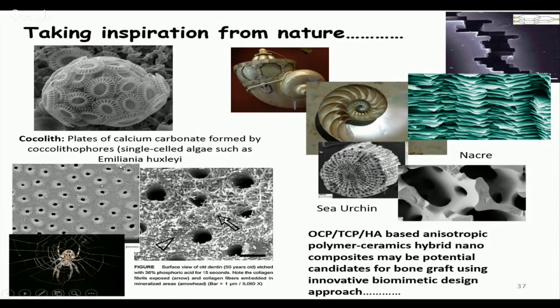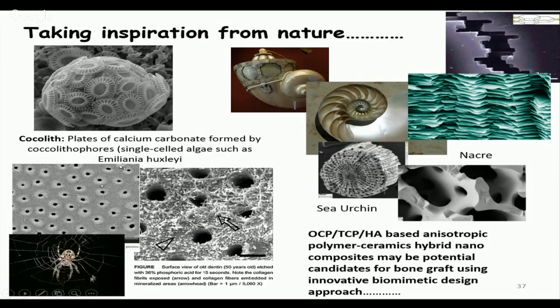Similarly, as you see the dentin, this is the cross section of dentin. After leaching with phosphoric acid, there are collagen fibers which are visible, and also there were minerals. So this is a hybrid matrix composite where the fiber is reinforcement and the fiber is also matrix.